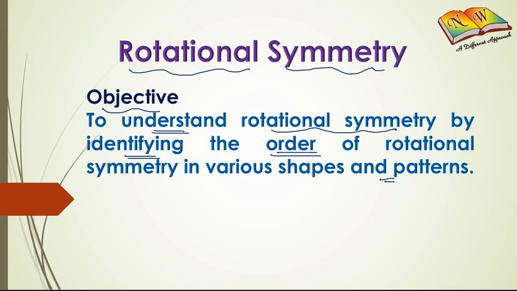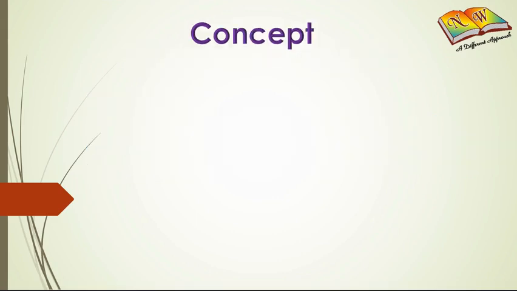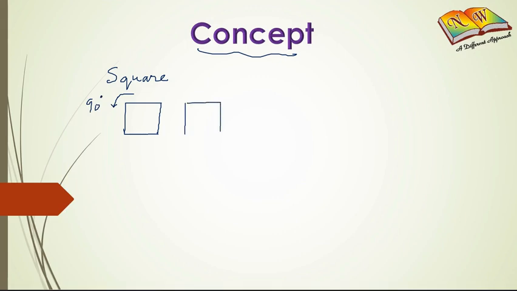Now let's understand the concept behind this particular activity. So what do you mean by rotational symmetry? For that, let's take the example of a square. Now, if I place the square horizontally like this and I give it a 90-degree turn, what will happen to the square? The square will look like this, which is exactly a replica of the original square.